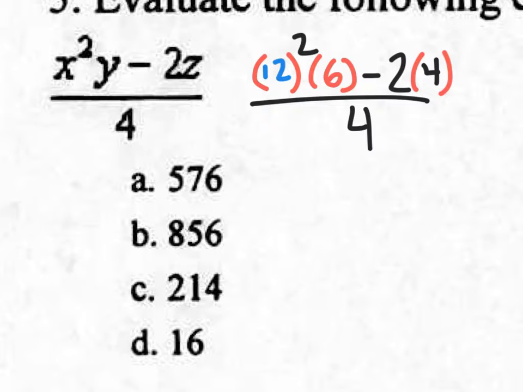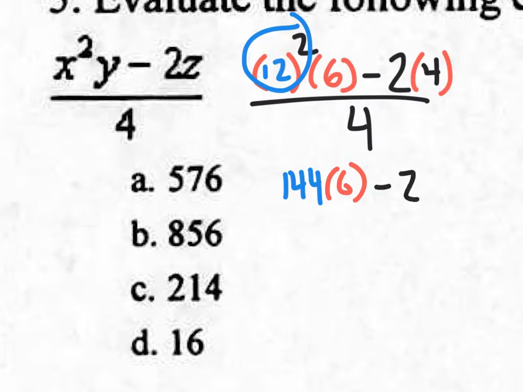Again, let's start by simplifying the top. It's going to be over 4. There's nothing to do on the bottom, so let's ignore the 4 for a little while, just focusing on the top. And on the top we have exponents, we have multiplication, we have subtraction and multiplication. So we will begin with exponents, and that's going to be 144. And 144 times 6, and then don't forget about the minus 2 times 4 over here, over 4.